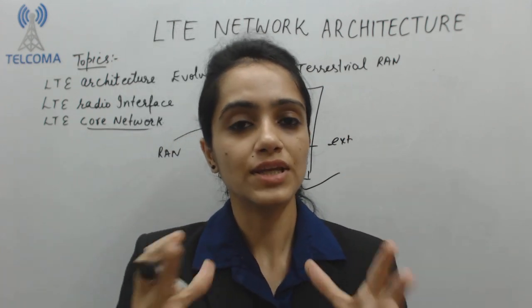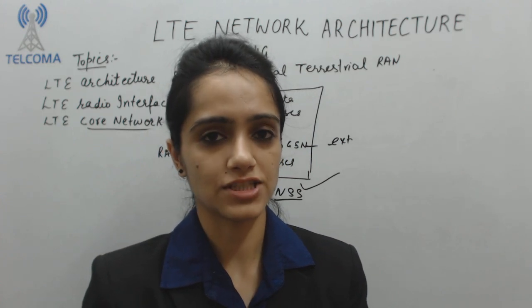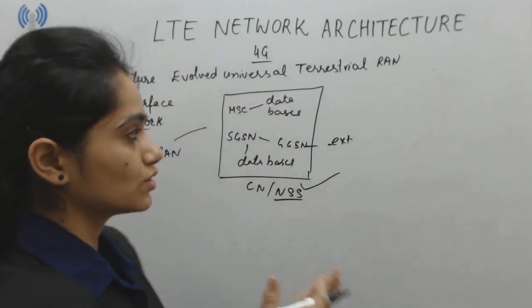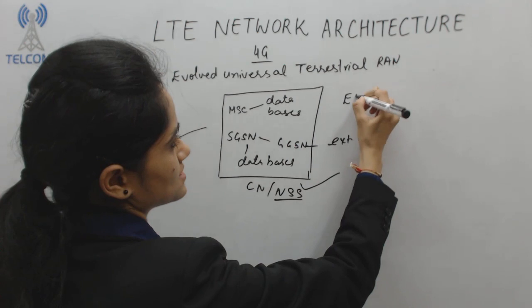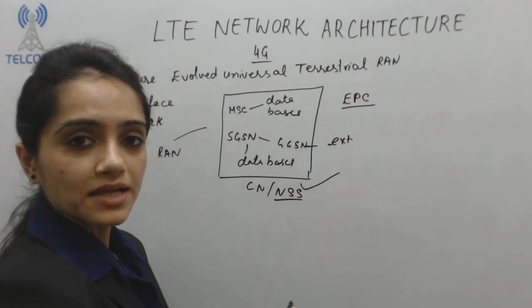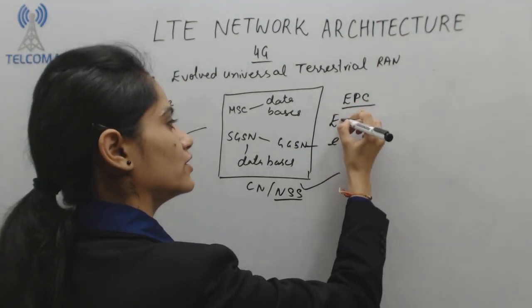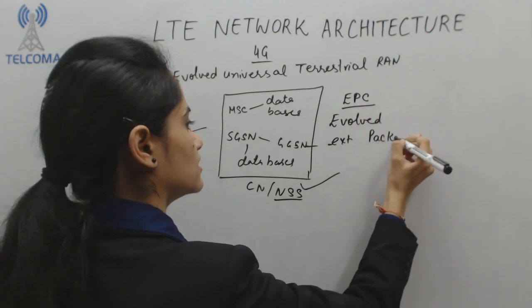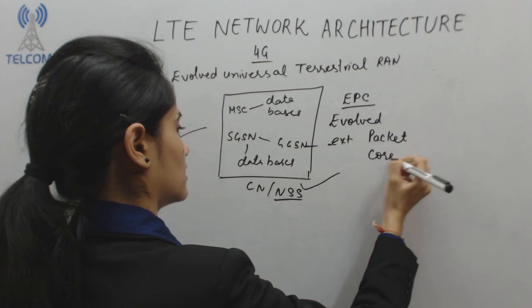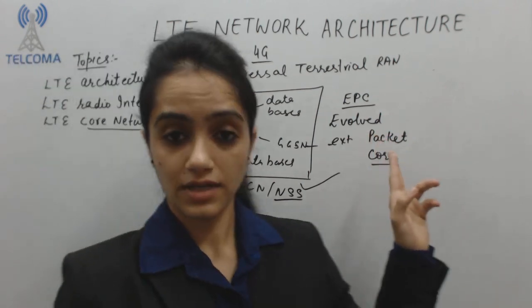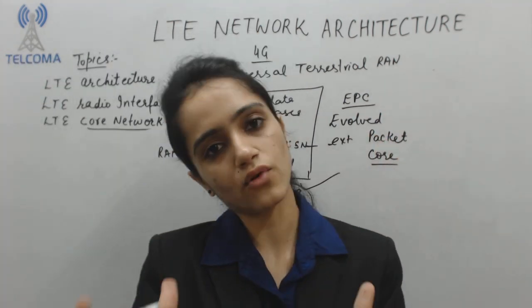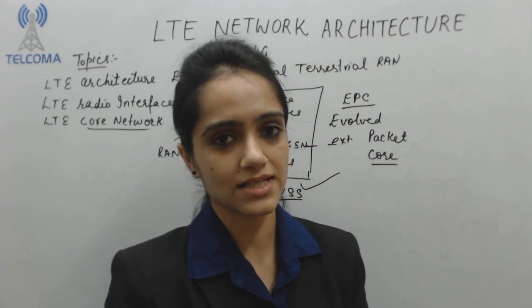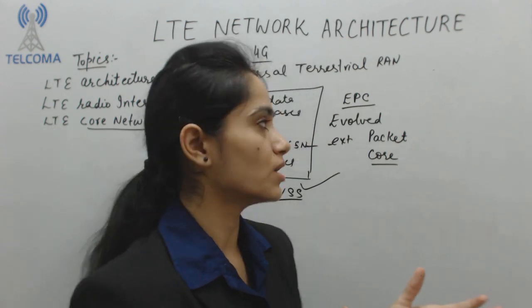But now we want a new core network here in 4G systems, and that new core network is EPC. That means this is my evolved packet core. Again evolved, because 4G is a new evolved technology with new architecture and new components, so evolved packet core.